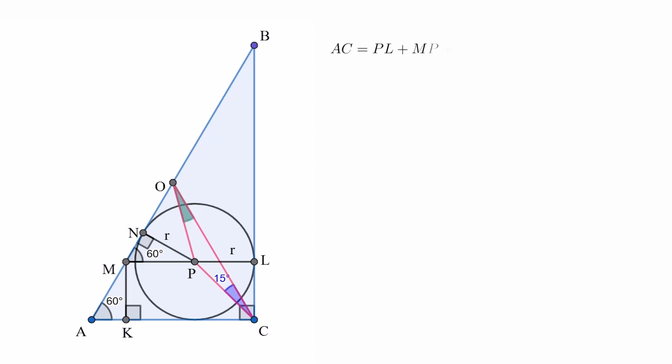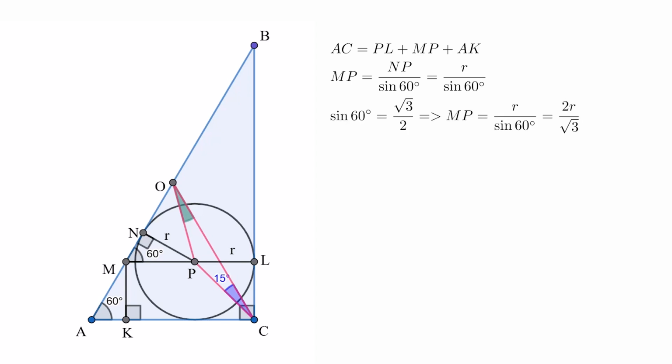Segment AC equals PL plus MP plus AK. We already know that PL equals r. The ratio NP to MP equals sine 60 degrees. So MP equals NP divided by sine 60 degrees. Since NP equals r, MP equals r divided by sine 60 degrees. Because sine 60 degrees equals square root of 3 over 2, we get MP equals 2r divided by square root of 3.